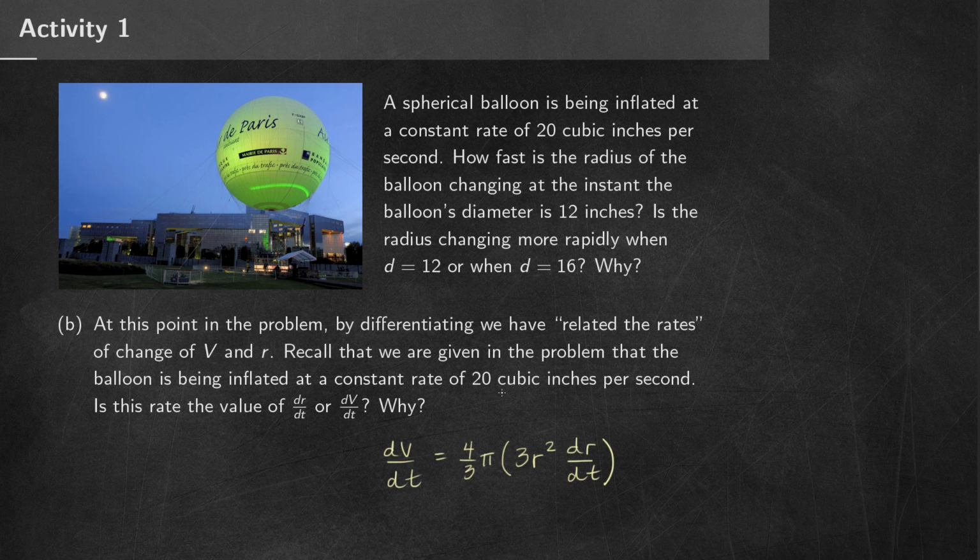Well, we can use the units as a clue. Cubic inches per second. Cubic inches is measuring volume, and seconds is measuring time. So this is going to be our volume with respect to time. The 20 is dv dt. So now we know dv dt equals 20 cubic inches per second.